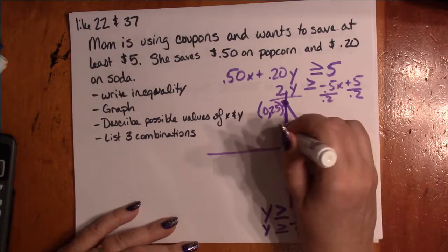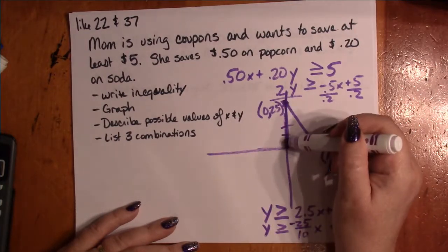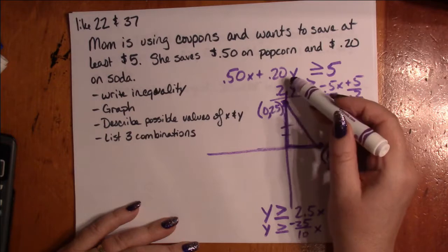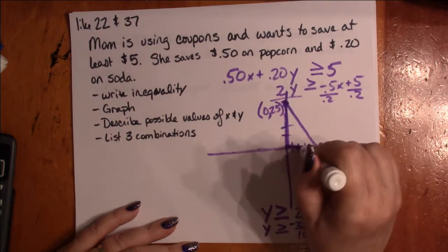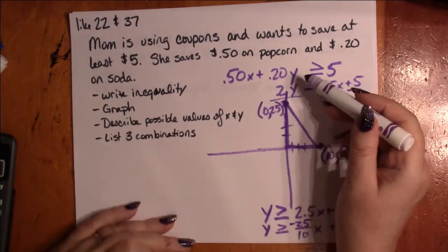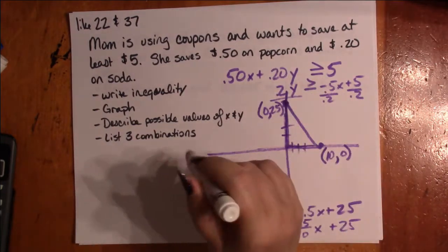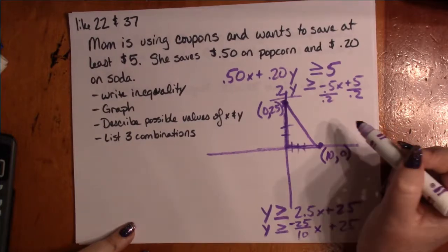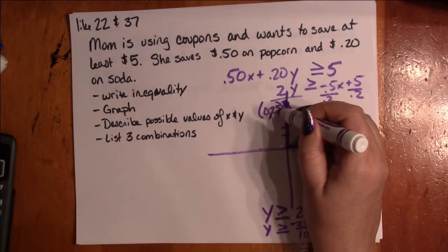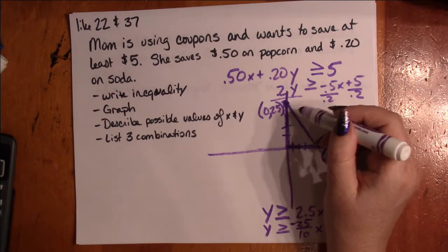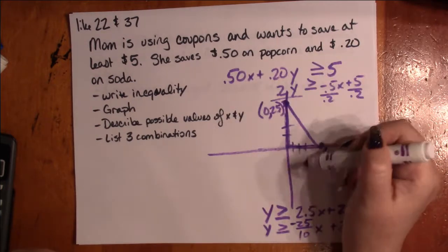So pick some numbers that are less than 25 and plug those in for y to see what your x can be. Pick some numbers for x and plug them in to see what your y can be. And those will give you 3 combinations. Describe possible values of x and y. So when I buy 25 of my sodas, I can't afford any popcorn and vice versa.